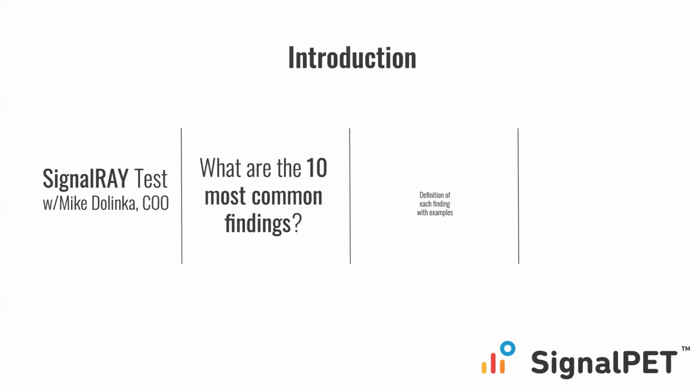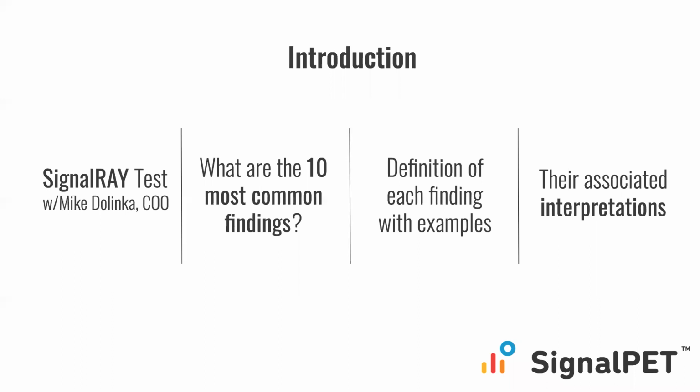As an orientation, I'll first talk about SignalPET and what it means. Then Mike Delinka, our COO, will give a brief overview of the system, so you have a frame of reference as we continue the continuing education talk on what a test is, what a signal means. Then I will go through the 10 most common findings. Again, this is amongst thousands and thousands. And I will identify the definition of each test, as well as, where appropriate, the clinical implications.